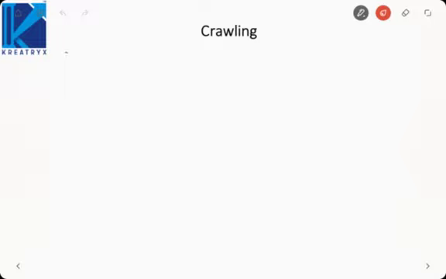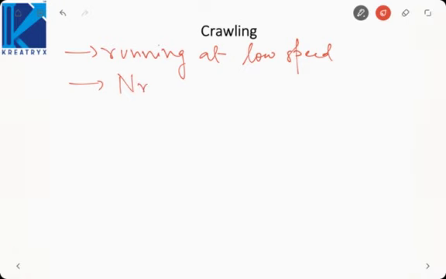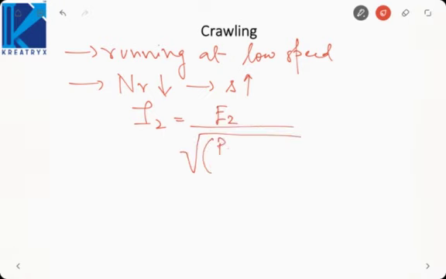So crawling is nothing but running at low speed. Why is it running at low speed? Because it has a new stable operating point which has a lower speed. So what happens if it crawls? NR is less, due to which slip will be high. Now if we find the rotor current, it is E2 by the square root of R2 by S squared plus X2 squared. If slip increases, the rotor impedance decreases.